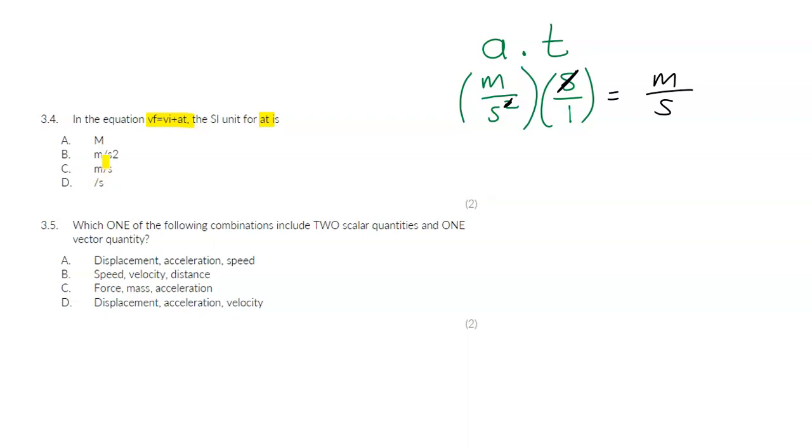We'll come back. Which one of the following combinations include two scalar quantities and one vector? So we're going to do the same. Displacement is a vector. Acceleration is a vector. Velocity is a vector. Force is a vector. So again, it's more like grade 11 work. Displacement, acceleration and velocity are vectors, which means the rest are scalars. So we've got speed, distance, and mass.